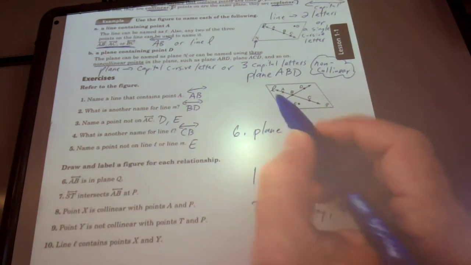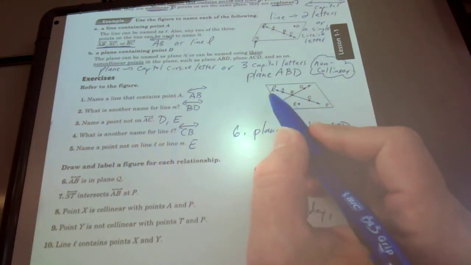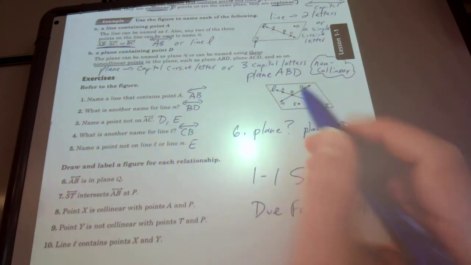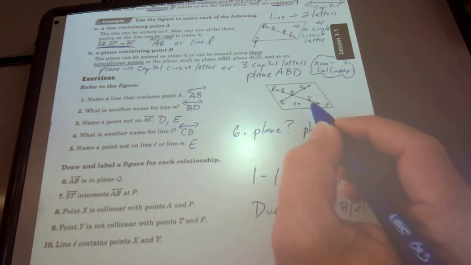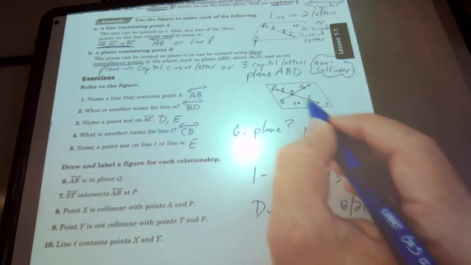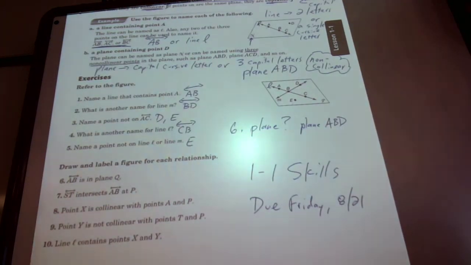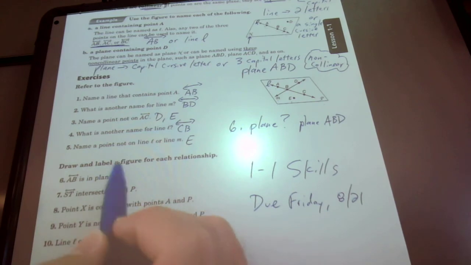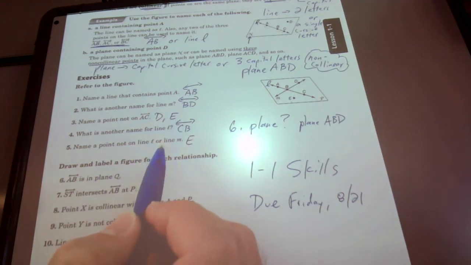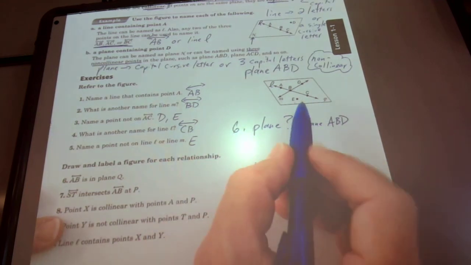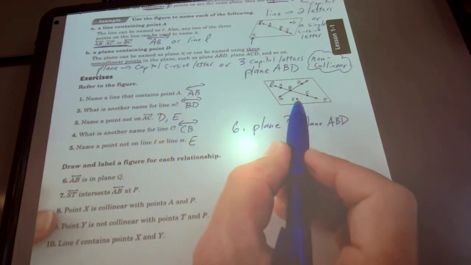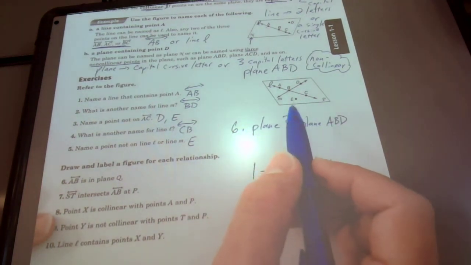What's another name for line L? Is that what that says? Yep. So line L right here. We know it's the same one we've been dealing with. We picked a different one in class today, and we went with line CB, and that works just fine. Number 5, name a point not on line L or on line M, so it can't be on either. Well, we only got one that fits that definition, and that's point E. It's not on either of those lines.